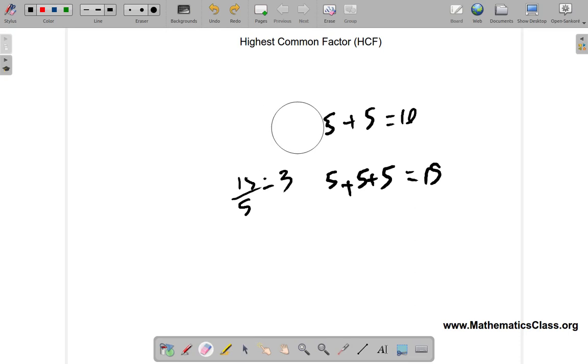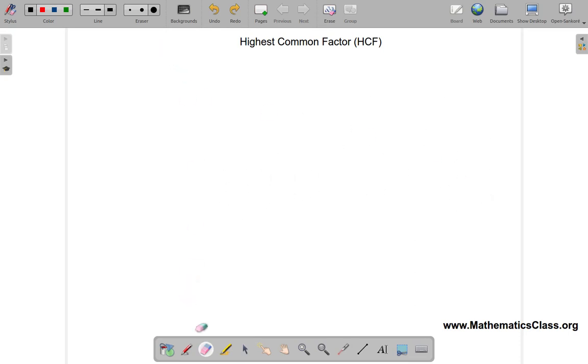Now, let's look at what the highest common factor is all about. Suppose you want the HCF, the highest common factor of 5 and 20. Now, first of all, let's list the factors of 5. 5 is a factor of itself, so it's that, and we're going downwards. 1. Okay, those are the only factors we have.